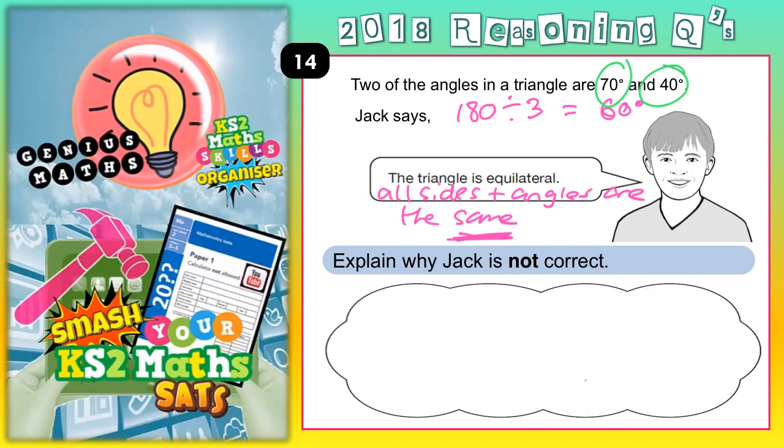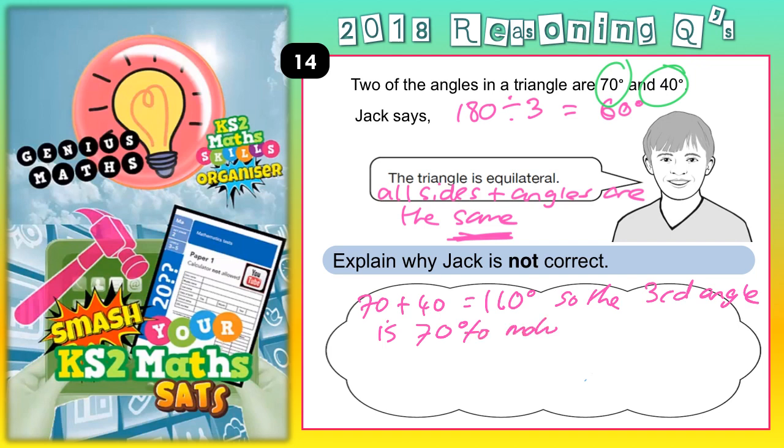Now obviously you could do that as an explanation, or you could tackle it a totally different way. You could basically work out what the other angle would be. So you could say that 70 and 40 is 110 degrees, so the third angle is 70 degrees to make it add to 180.